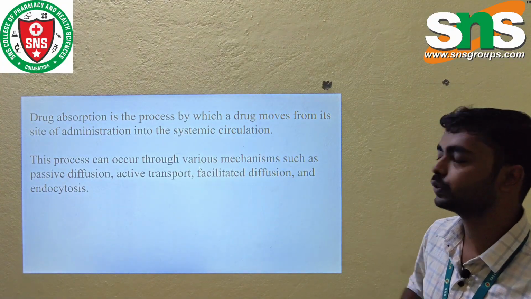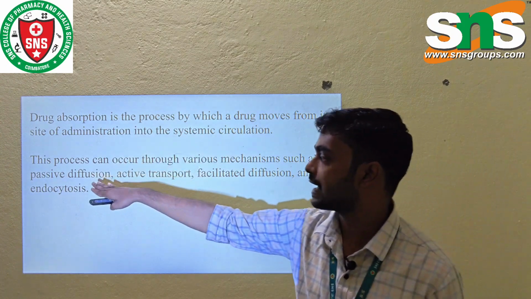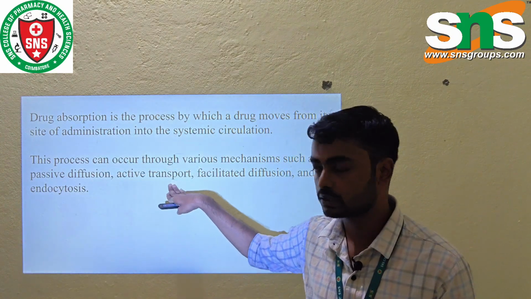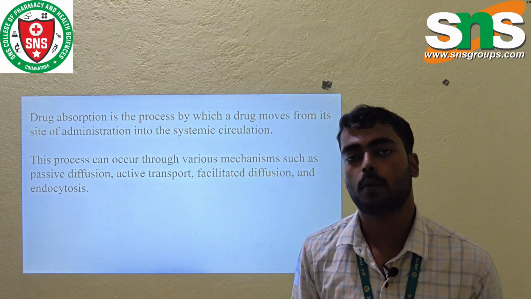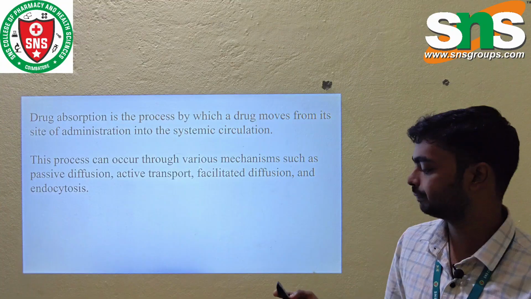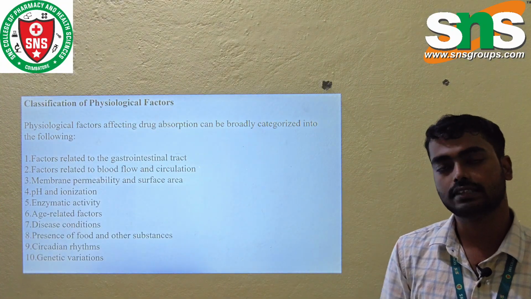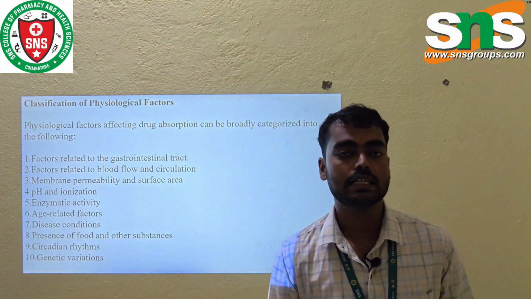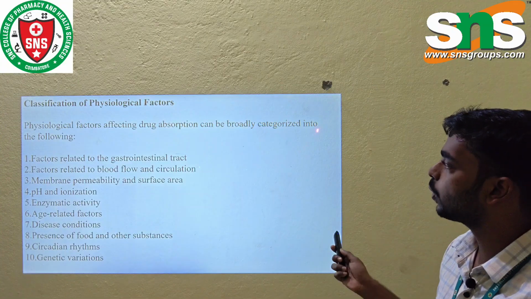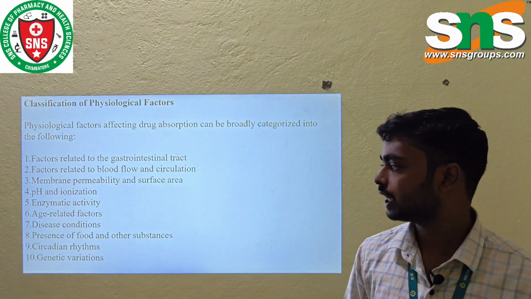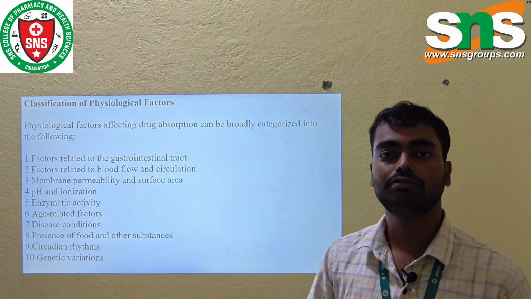This process can occur due to various mechanisms: passive diffusion, active transport, facilitated diffusion, and endocytosis. There are different processes of drug absorption. Next, the classification of physiological factors. The physiological factors that affect drug absorption are broadly classified into the following. There are 10 factors which affect drug absorption, and today we are going to see the first 5 factors.